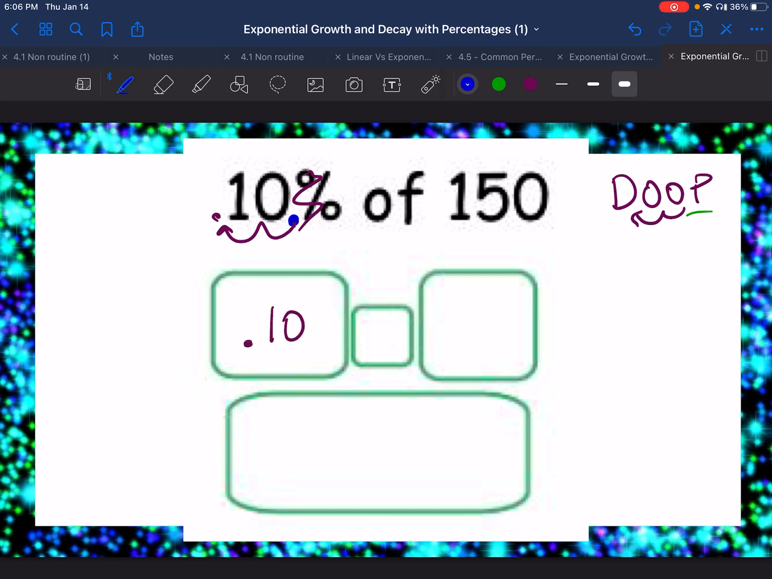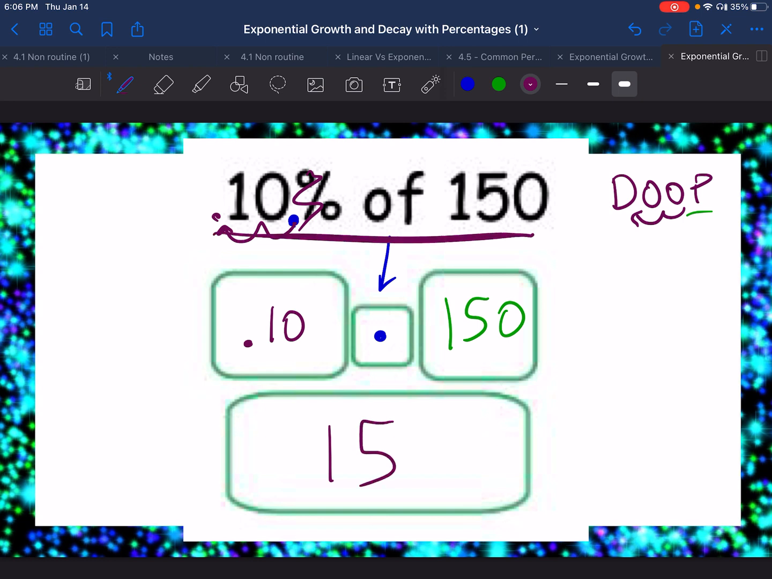In math, the word "of" means to multiply. So I do 0.10 times 150, and 150 is just itself. So what is 0.10 times 150? That's going to get you 15. So 10% of 150 is 15.